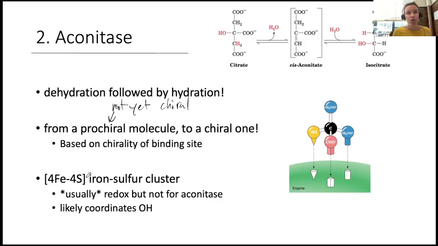Additionally, I'm going to introduce us to a new cofactor that we haven't learned about yet, but we'll see a lot in the coming weeks, an iron-sulfur cluster. So this has 4 irons and 4 sulfurs in a complex together. We will see these in the future performing redox reactions, but it doesn't in the case of aconitase. This iron-sulfur cluster, we think, likely binds to and is coordinating the OH that needs to be participating in this reaction. And we have already seen in this class how an iron cofactor can bind to and polarize hydroxyls.